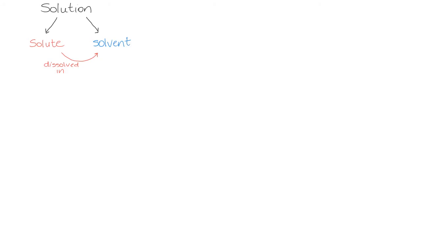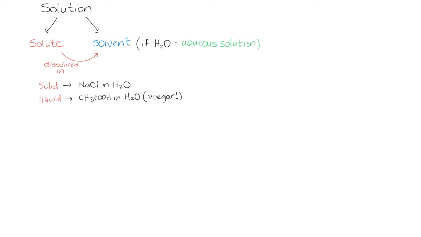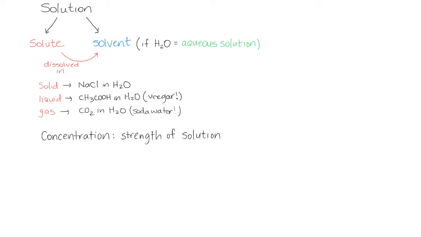A solution is a homogeneous mixture composed of solute dissolved in solvent. If the solvent is water, then our solution is called an aqueous solution. The solute can be solid, like dissolving salt in water. The solute can be liquid, like dissolving acetic acid in water, which is also known as vinegar. And the solute could be gas, like when dissolving carbon dioxide in water, which is soda water.